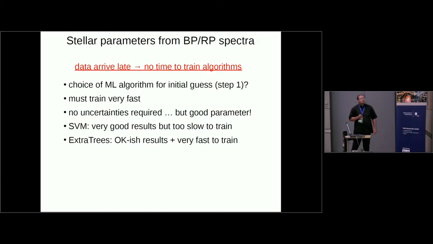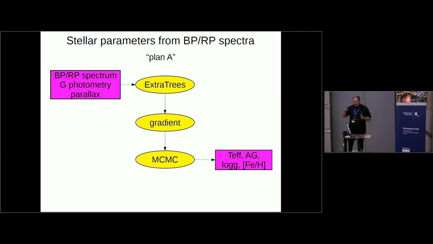All right. So this is what I call Plan A. The design of my small sub-pipeline. We take the BPRP spectrum, the photometry, the parallax. First step, we get an initial guess from the extra trees. We improve the initial guess with the gradient method, and then we run the MCMC, let it relax, and get our parameter estimates.